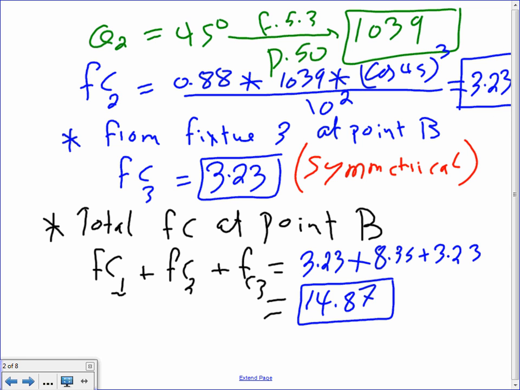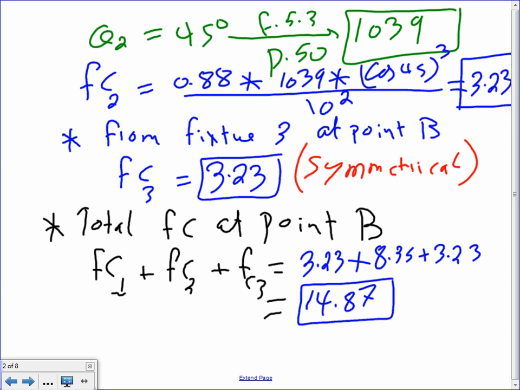Now, Zach, if I have 3 fixtures, if I have 20 fixtures, would it be a different calculation? No. In terms of the process, it will be the same. It's just more calculations. So you have to do 20 calculations from 20 fixtures at point B and add them up. Did you guys get that?